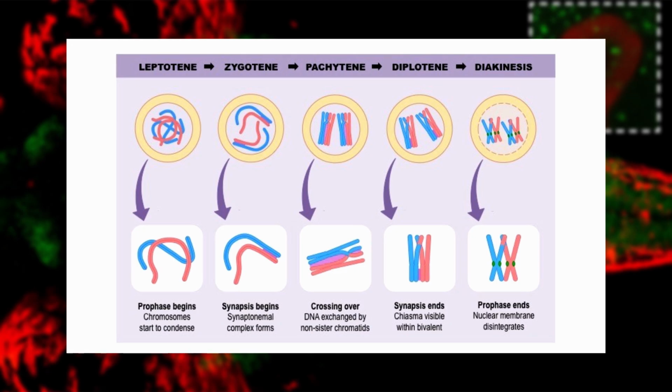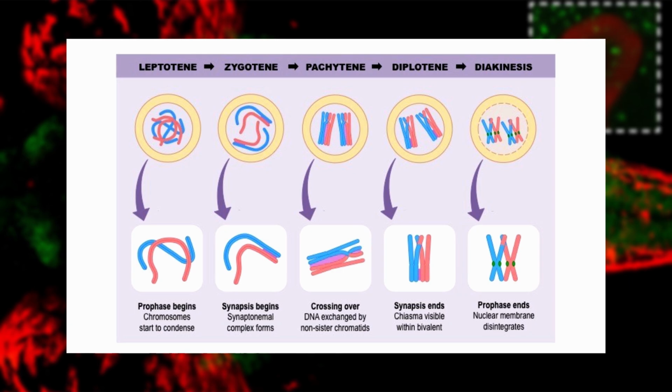The leptotene: chromosomes condense into thin thread-like structures, becoming visible. Next is the zygotene stage. Homologous chromosomes pair via the synaptonemal complex, initiating synapsis. The third is the pachytene. Crossing over occurs where non-sister chromatids exchange DNA at chiasmata, promoting genetic recombination.